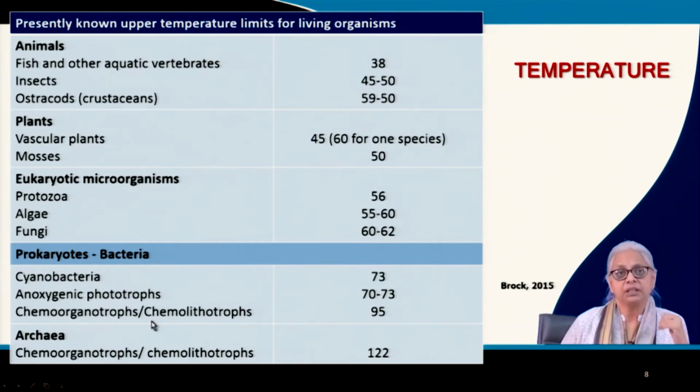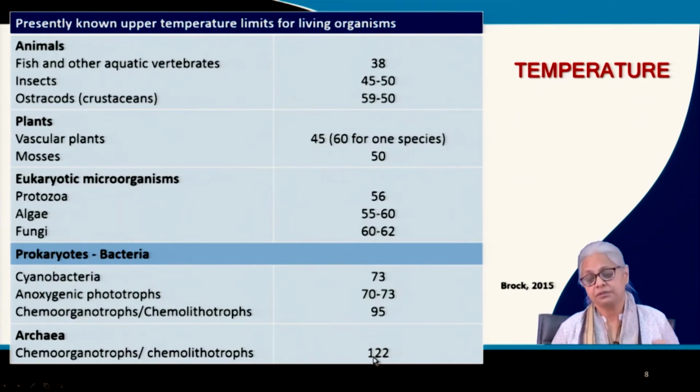Bacteria, as you can see, have much higher upper temperature limits compared to all the other organisms. Cyanobacteria can survive 73 degrees centigrade. Anoxygenic phototrophs can survive to the same extent. Chemoorganotrophs and chemolithotrophs can survive up to 95 degree centigrade. Archaeobacteria can survive far beyond that. They can tolerate even 122 degree centigrade.